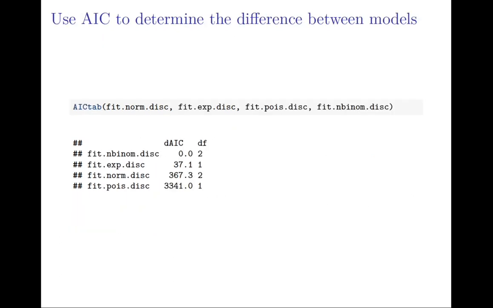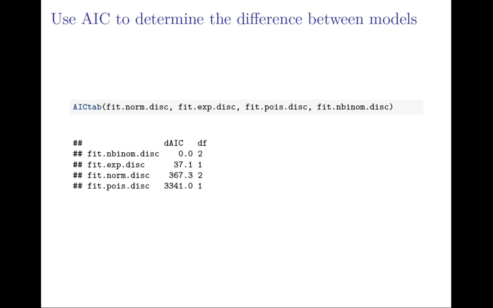And then we use AIC to determine the difference between all of our models. So again, we use the AICtab function, put all of our fit models into it, and here you can see that the negative binomial is much, much better than all of the rest of them because it's 37 points different from the next best fit model, and that's outside that 10-point rule of thumb boundary that I mentioned before. So we can say for sure that of the models we fit, the negative binomial fits the best.